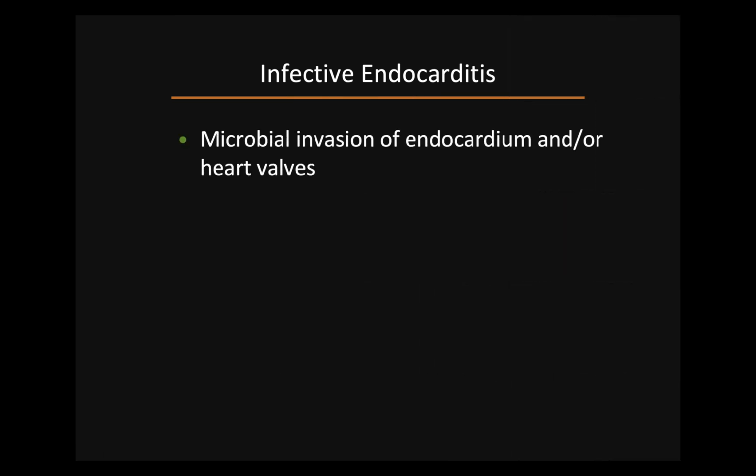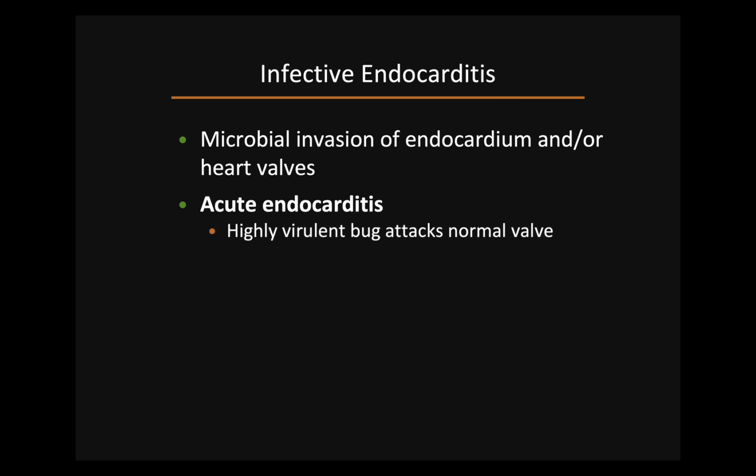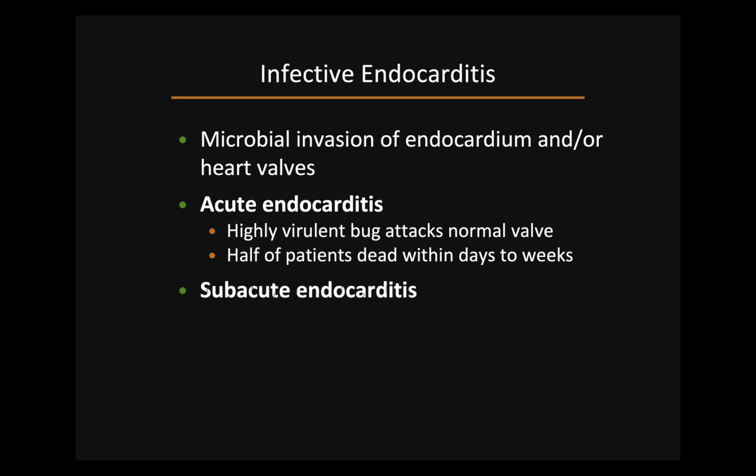So infective endocarditis is when we have some type of microbe, like strep for instance, that is going to invade the endocardium and or heart valves. So you have two types. The first is called acute endocarditis, and this is where you have this highly virulent bug that attacks the normal valves, and half of the patients are going to be dead within days to weeks because it destroys those valves.